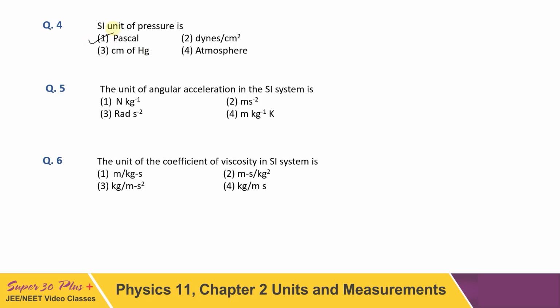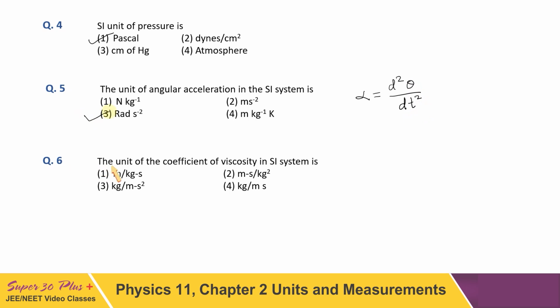Now come to question number 5. The unit of angular acceleration in the SI system is. It is asking for angular acceleration. Let us write the formula. We denote angular acceleration by alpha, which is written as d2 theta upon dt square. Here theta is angle, that has to be written in radian upon square of time. So it has to be radian per second square. Third option is correct.